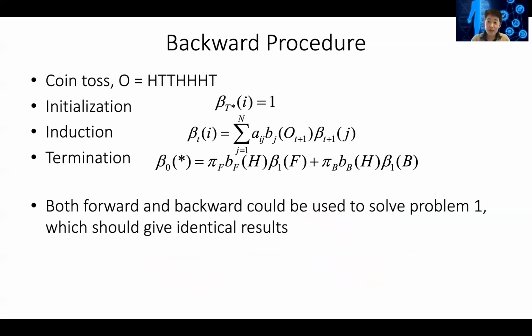You could try this on the coin flip example. And what you should see is that both forward and backward procedure can be used to solve the first problem, which is the probability of seeing a particular string of coins that happened. And you will see that these two procedures should give you identical results. Because you either look from the front to the end, or you look from the end to the beginning, and they will give you the same result.